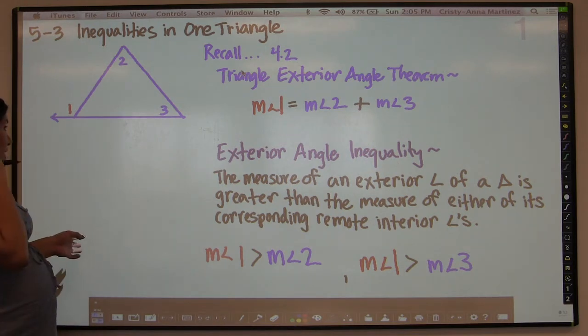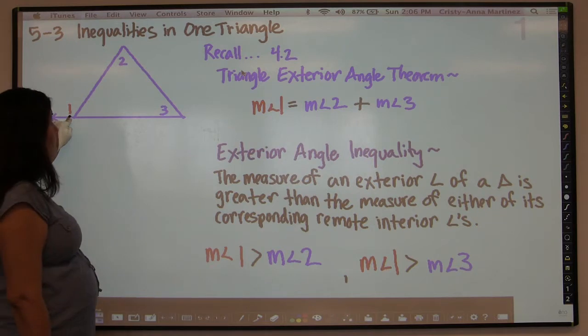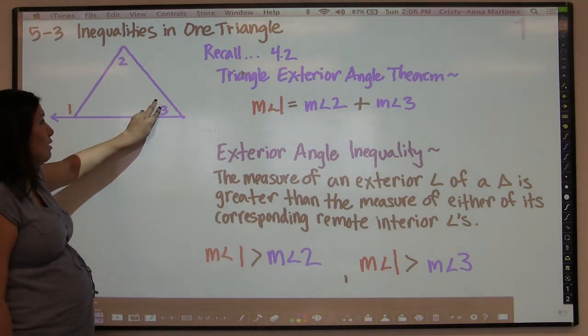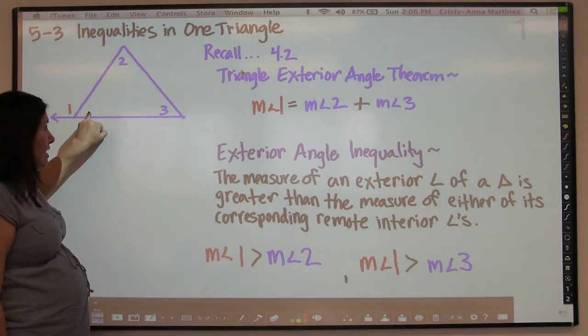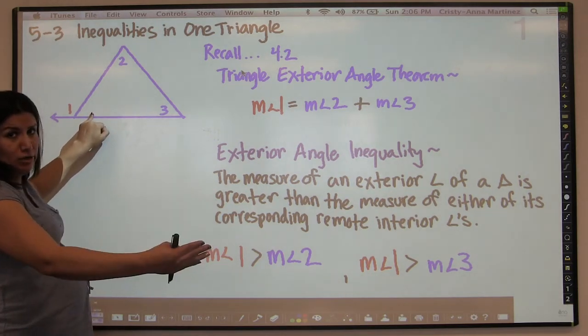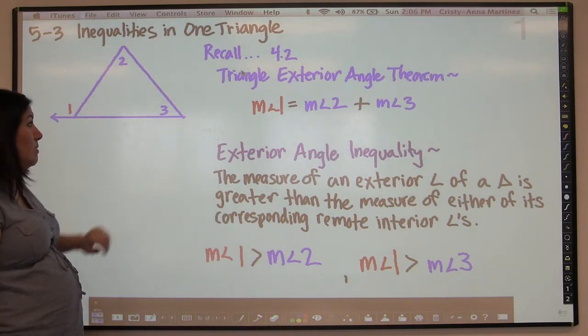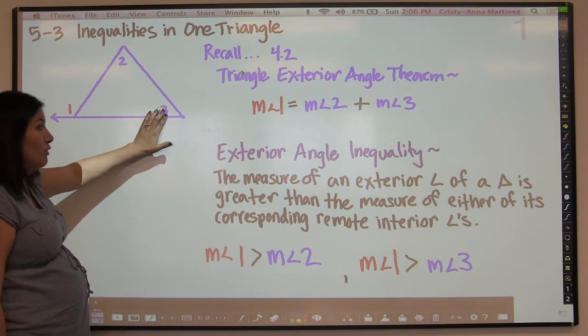So that's what an exterior angle is. And then we had a theorem that stated that the measurement of the exterior angle was equivalent to the sum of the two remote interior angles. Basically, the two angles that are not next to angle 1. This is the only angle that is next to angle 1, so it is not considered remote. It's the other two angles that are considered the remote interior angles. So in that theorem, the measurement of angle 1 was equivalent to the measurement of angle 2 plus the measurement of angle 3.